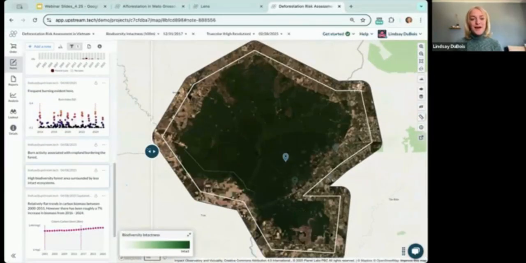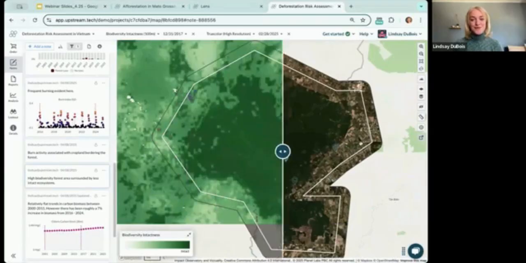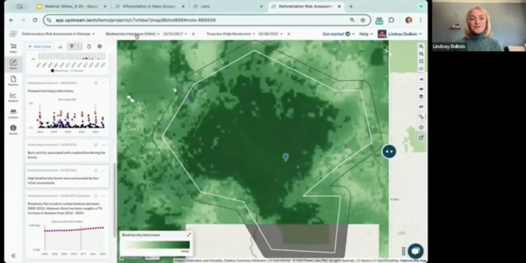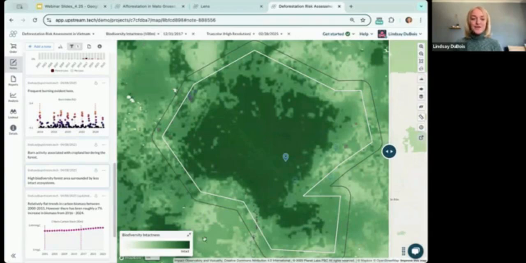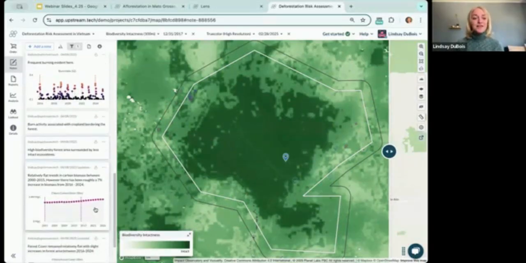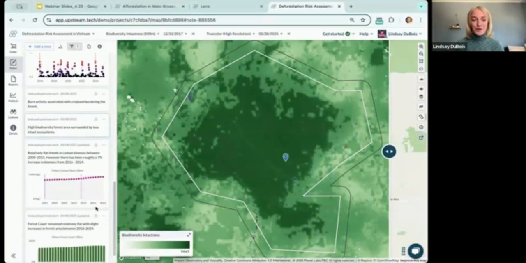Last but not least, we have biodiversity data sets within Lens. This is the biodiversity intactness data layer from Impact Observatory. And you can see that this forest is clearly defined as a heavily intact forest from a biodiversity standpoint. So that means that the abundance of individual species and species composition is really at its highest, and there is a great opportunity for co-benefit incorporation into your carbon credit valuation.